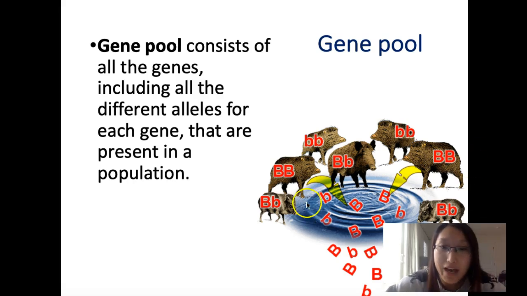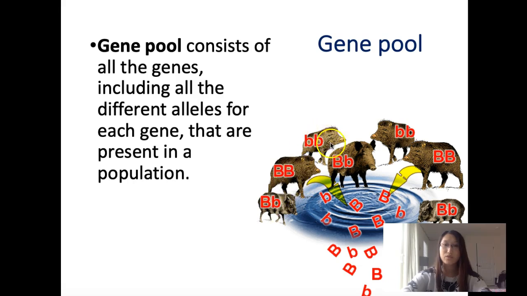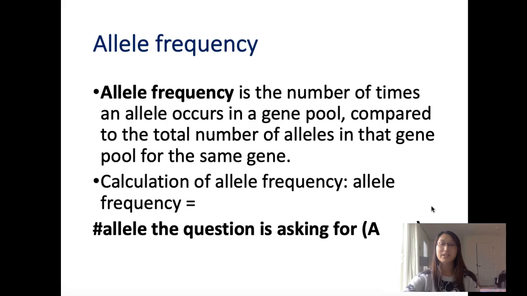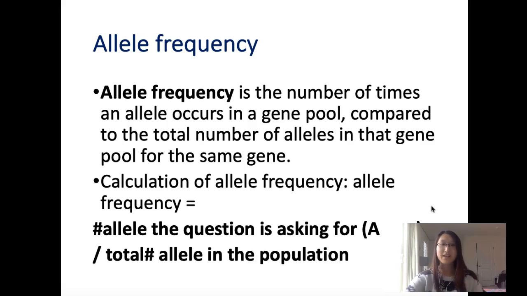Now, allele frequency is the number of times an allele occurs in a gene pool. So for example, if we count all the little b's right here, 1, 2, 3, 4, 5, 6, 7. So we got 7 little b's in total. We use that divided by the total number of b's. 1, 2, 3, 4, 5, 6, 7. We have 7 pigs. That means there are 14 letter B's in total. So there are 14 alleles in total, but there are 7 recessive alleles. We do 7 divided by 14, which is 1/2 or 0.5. That will be the allele frequency of little b. So allele frequency is calculated as the number of alleles the question is asking for, either the dominant or the recessive, divided by the total number of alleles.